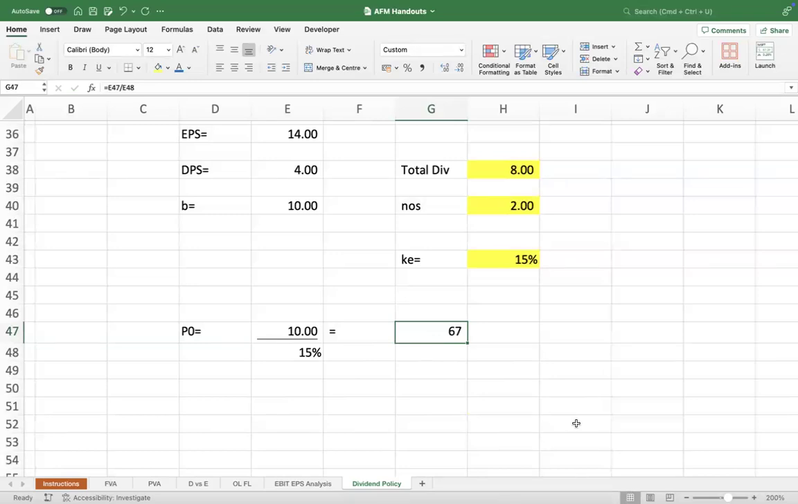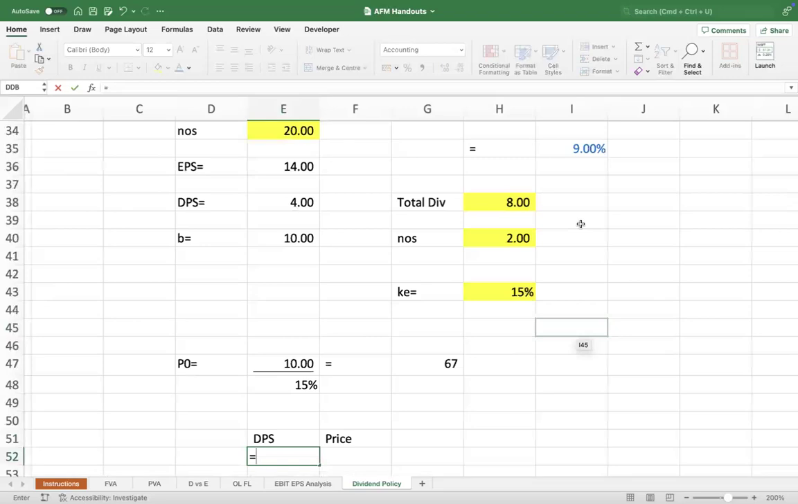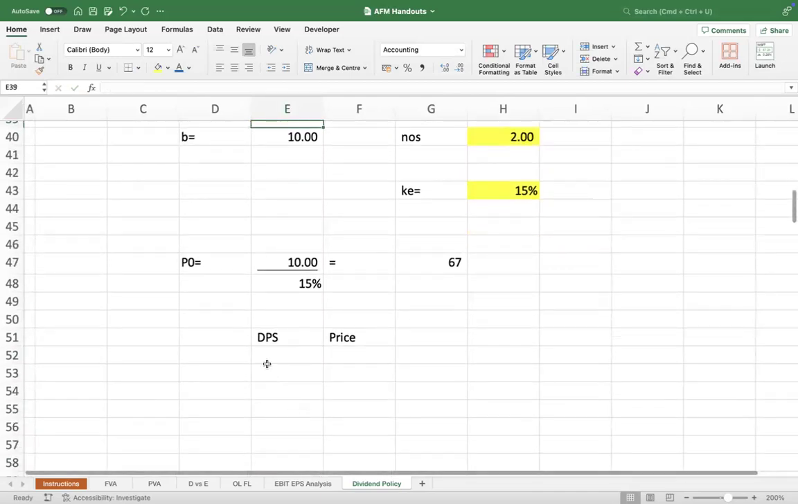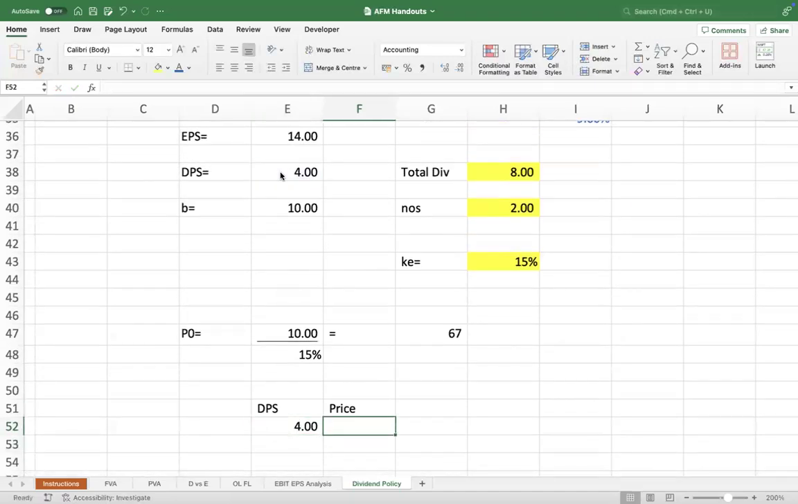Now what can we do? We can also do a sensitivity analysis between the dividends paid and the price. So if I keep my dividend per share here and the price of the share estimated by the Walters model, I will put my dividends here. Suppose for the time being I hard code it. So my dividend is 4 per share. So my price comes out to be 67. Right?